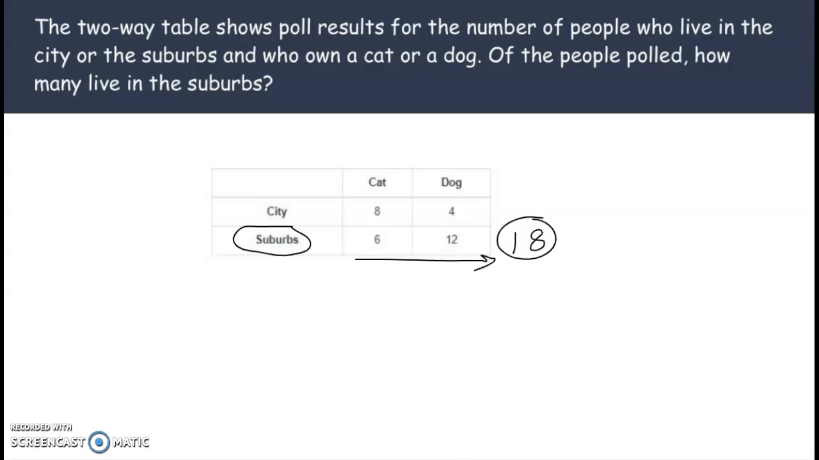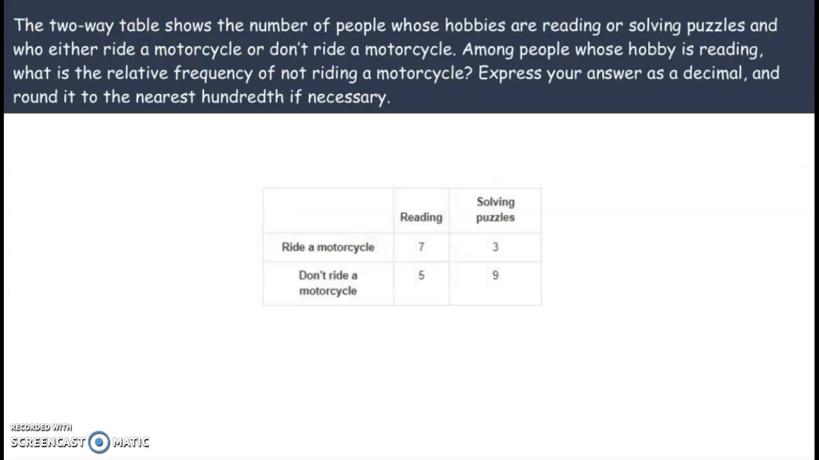All right, and this last one here says the two-way table shows the number of people whose hobbies are reading or shoveling or solving puzzles, who either ride a motorcycle or don't ride a motorcycle. Among those whose hobby is reading, what's the relative frequency of not riding a motorcycle? Express your answer as a decimal, round to the nearest hundredth if necessary. So this idea of relative frequency, it tells you through a decimal or a percentage how often something occurs.